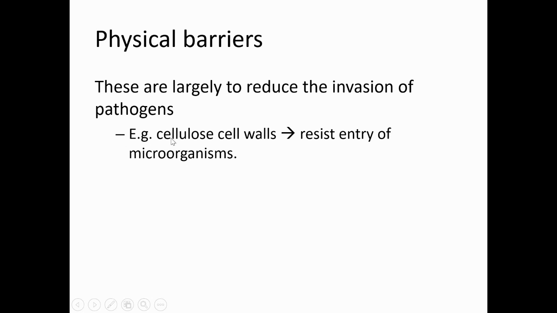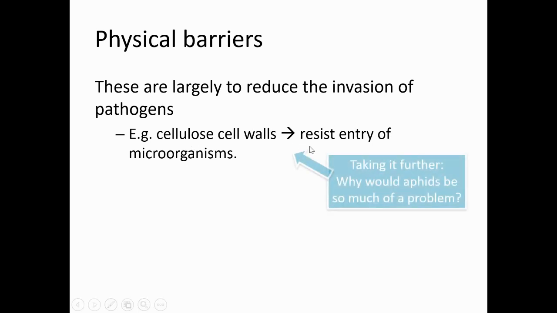One example of this is a cellulose cell wall. Plant cells have the cell wall around them, as we might remember from the cells topic, animal cells don't actually. And the fact they've got this cell wall made of cellulose, which is a tough, insoluble sugar, it resists the entry of microorganisms.